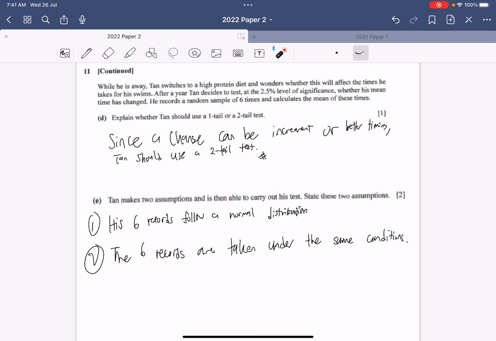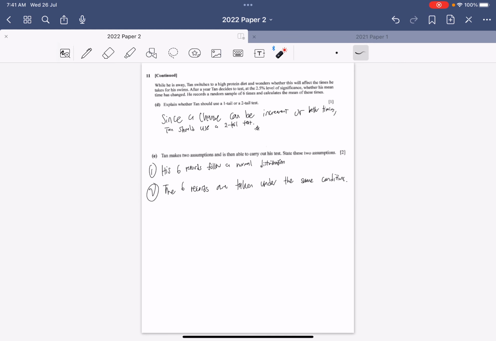And also, to not affect the scores, we need the 6 recordings to be done under similar conditions. So you can't just keep doing swims back to back, because obviously by the last swim you ran out of energy, so you need them to be under the same conditions. But of course, in real life, it will be very hard lah.